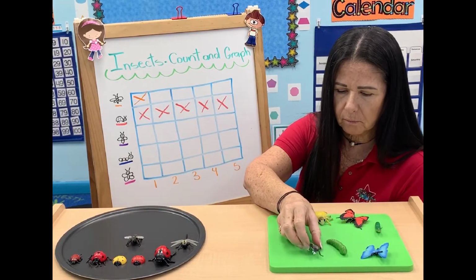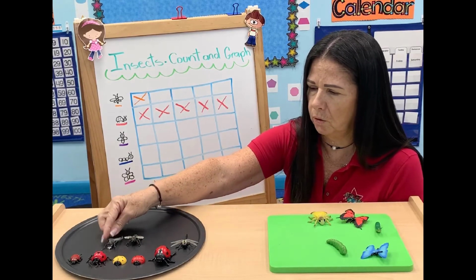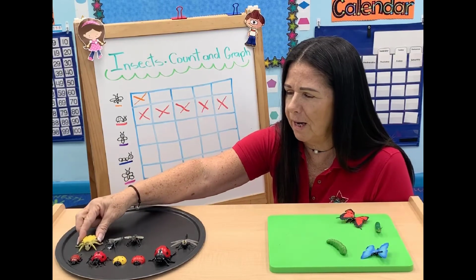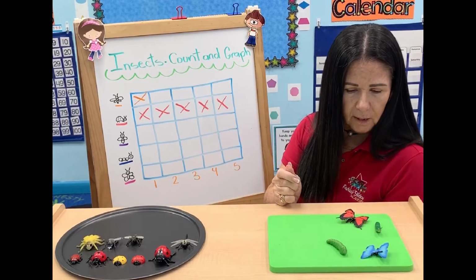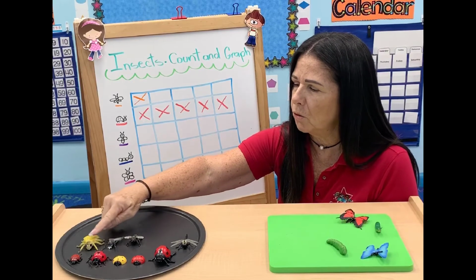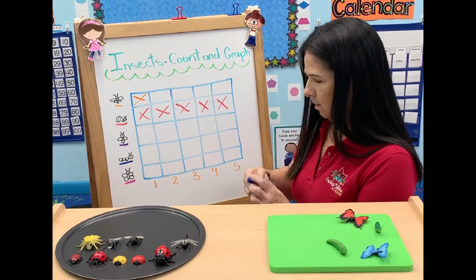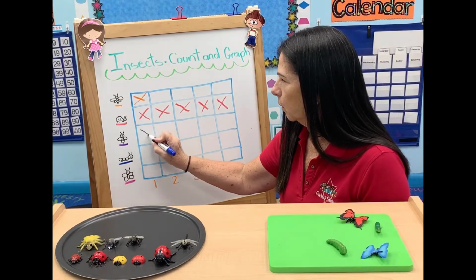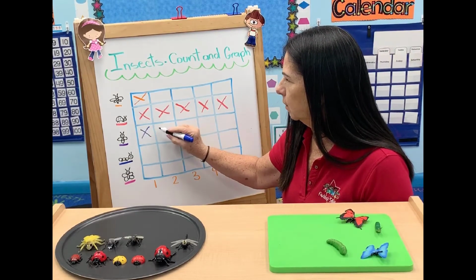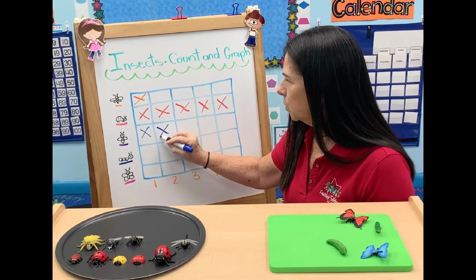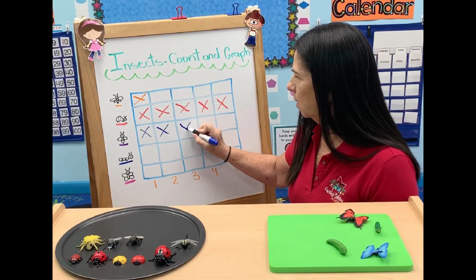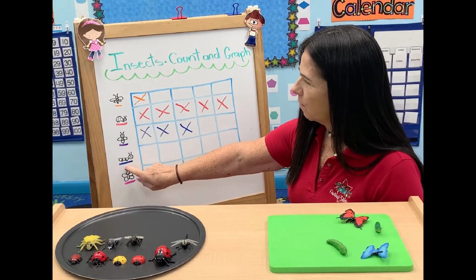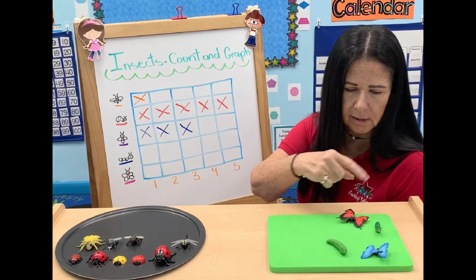One, two, and this is the mama bee. Three. See, no more. One, two, three bees. So let's go and check up to number three. One, two, and three. Three bees. Now we have caterpillars.